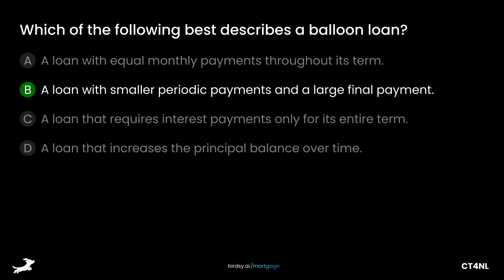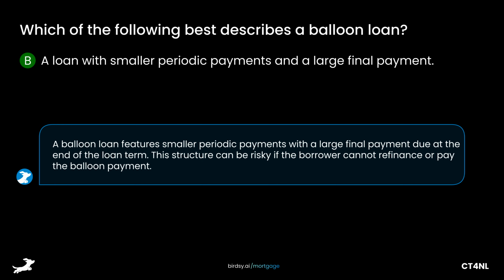The answer is B, a loan with smaller periodic payments and a large final payment. A balloon loan features smaller periodic payments with a large final payment due at the end of the loan term. This structure can be risky if the borrower cannot refinance or pay the balloon payment.